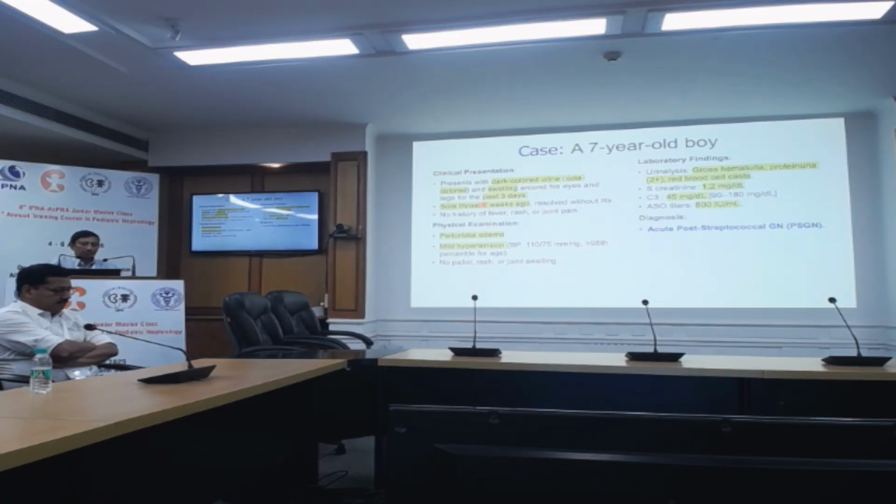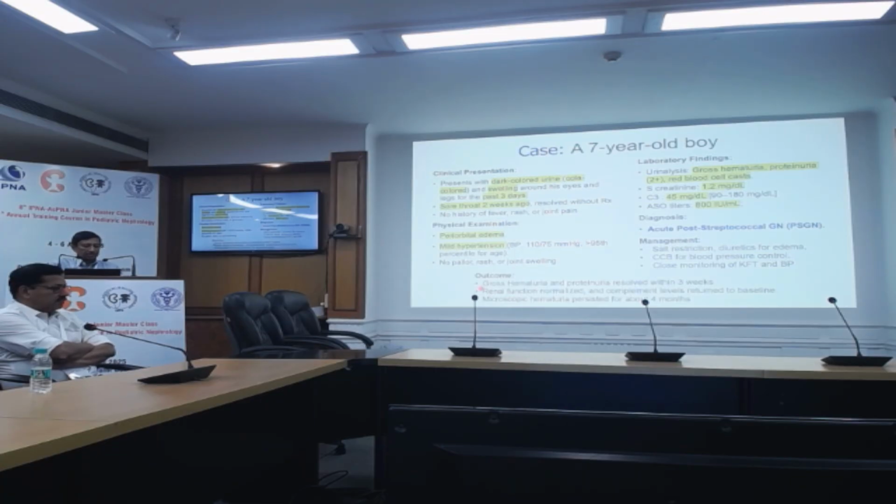Serum creatinine was 1.2. The C3 level was 45 milligram per deciliter, which was low, and the ASO titer was positive. So the diagnosis is straightforward: acute post-streptococcal glomerulonephritis, which is the prototype of infection-related glomerulonephritis, largely seen in the pediatric age group. The child was managed with salt restriction, diuretics, and calcium channel blockers for hypertension, with close monitoring of the KFT and blood pressure.